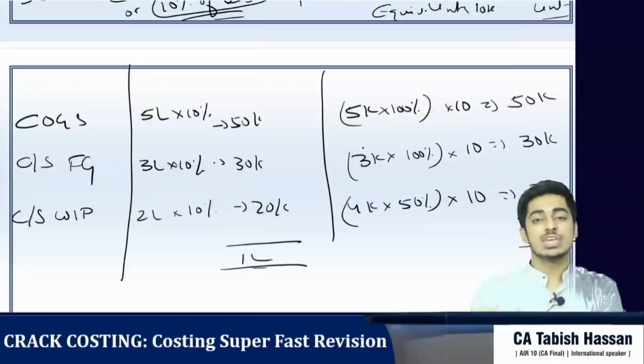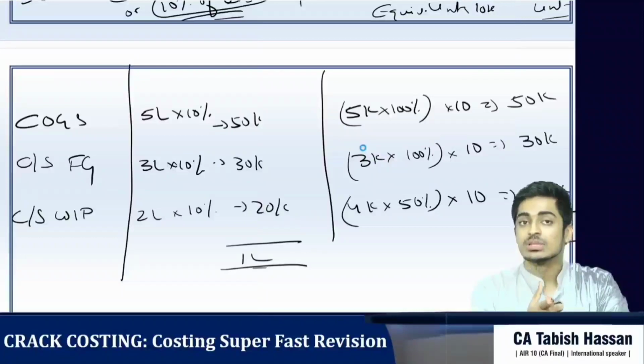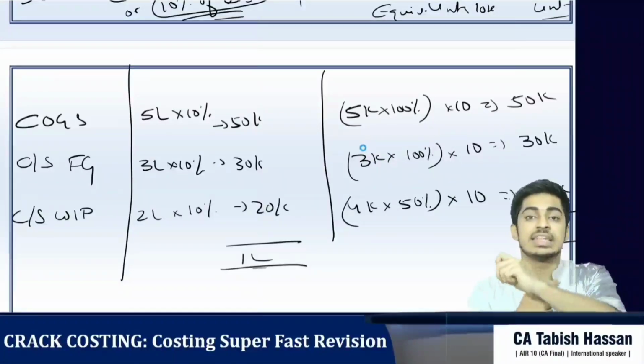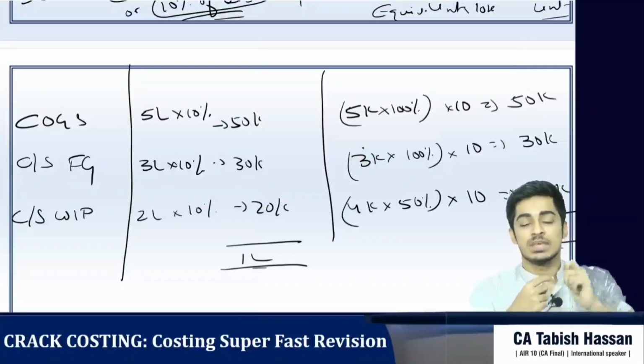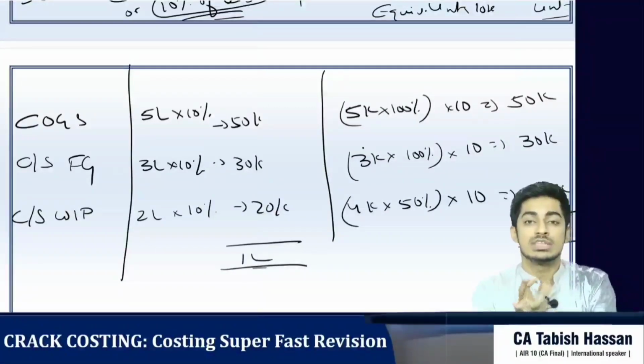Next, we came to under or over absorption. Here we discussed why it arises, what is under or over absorption. If the absorbed overhead is greater than the actual overhead, it is over absorption. If the absorbed overhead is less than actual overhead, it is called under absorption. And we also saw its treatment in books.